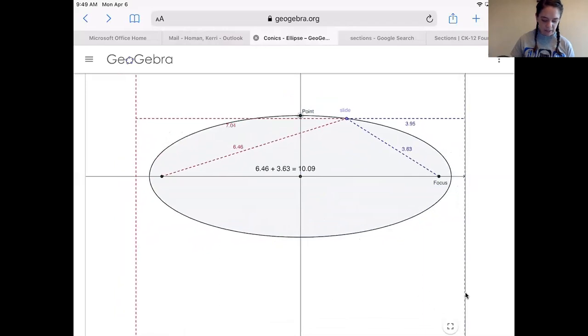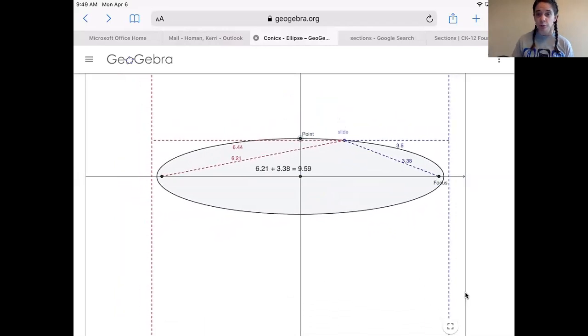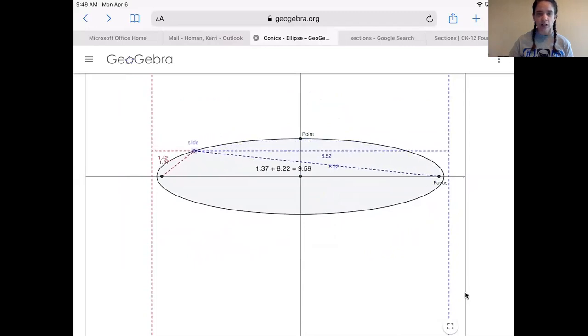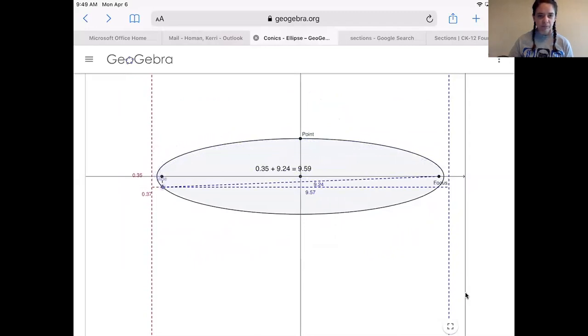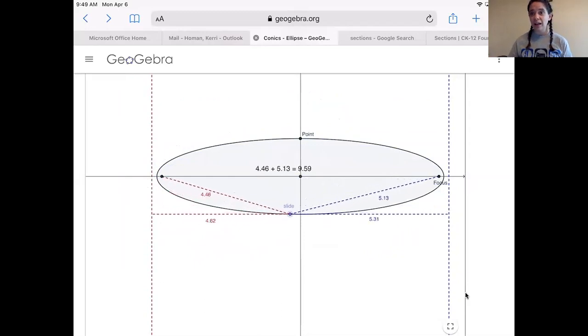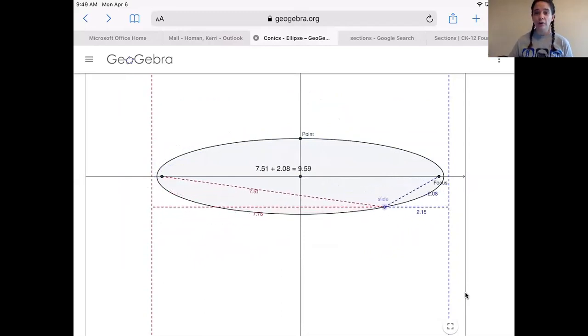Okay, I can take my ellipse and make it a little bit more squished. Notice how that sum is a different number because we have a different ellipse. But as I take the point and rotate around the points of my ellipse, the sum of those two distances is going to add up to be the same thing all the way around.